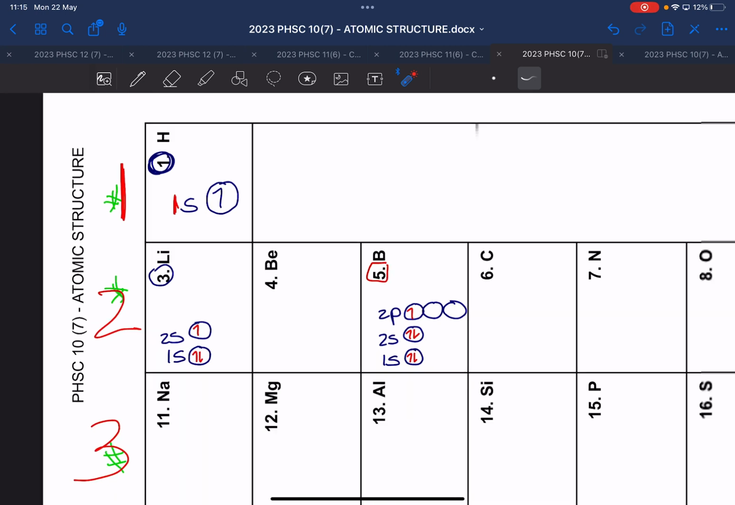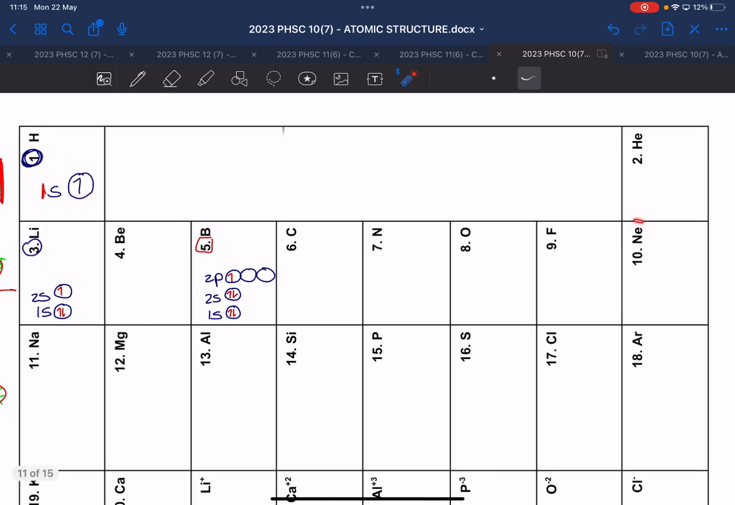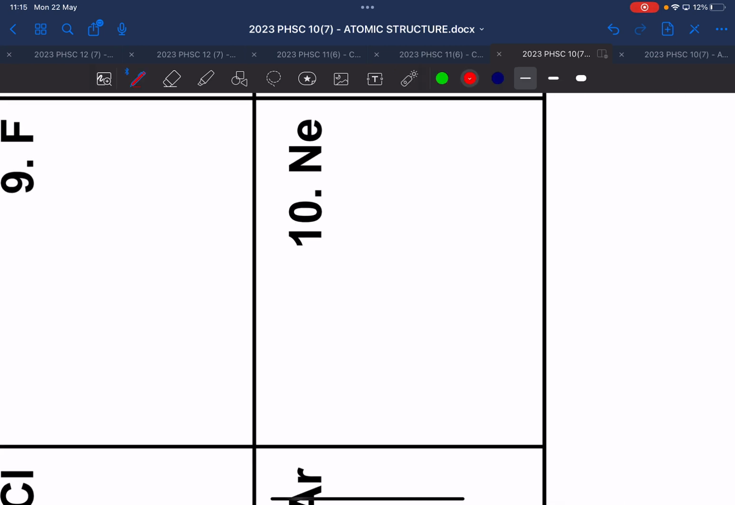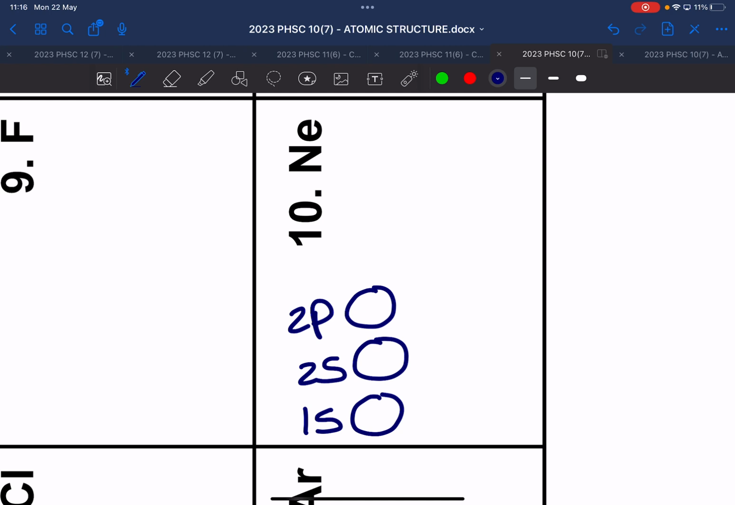Okay, let's look at neon, all the way here to the right. It's past the first energy level, then we have the second energy level, and it ends in the p orbitals. If you look, where's neon? It's all the way to the right, element number 10. So it has 10 electrons. So we go 1, 2, 3, 4, 5, 6, 7.